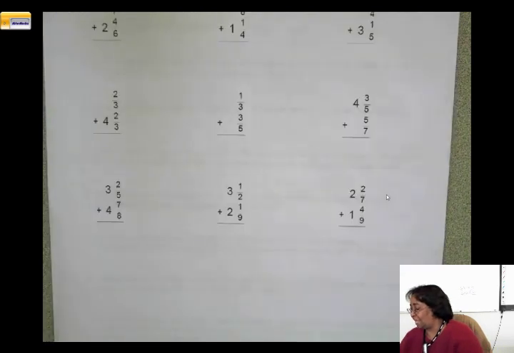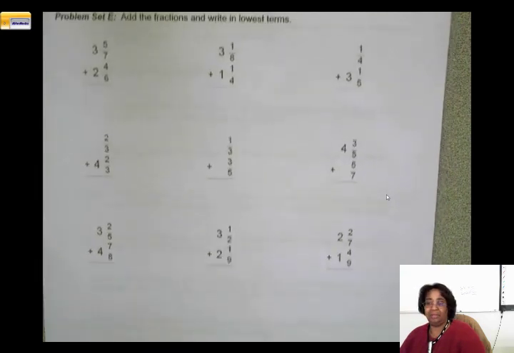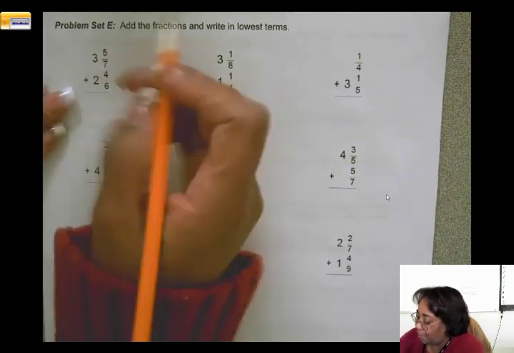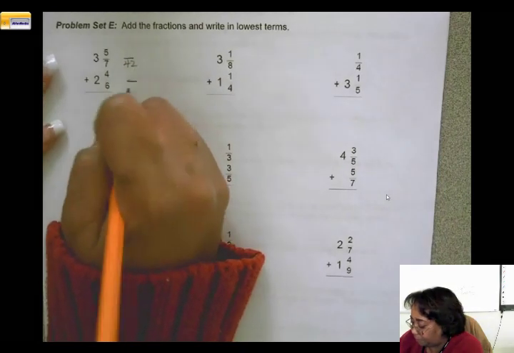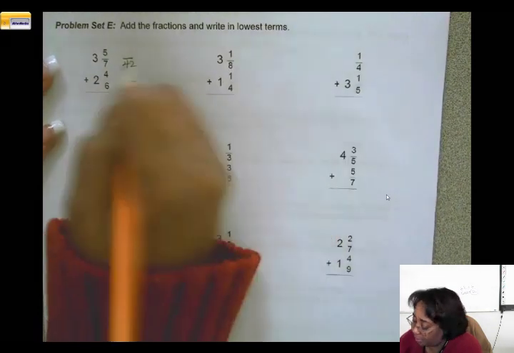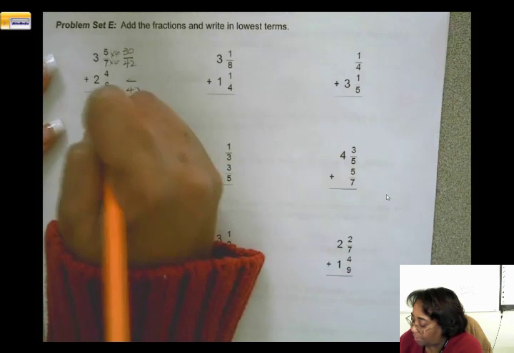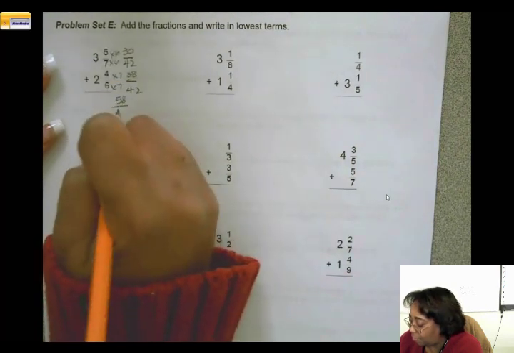All right, now on page 7, there's mostly mixed numbers. Same sort of thing. You need to find the same common denominator. Let's just do this one up here on top. These are very manageable too because they're not going to be too big. So for 7 and 6, the LCD will be 42. Here we're going to multiply by 6. Here we're going to multiply by 7. We get 58 over 42.